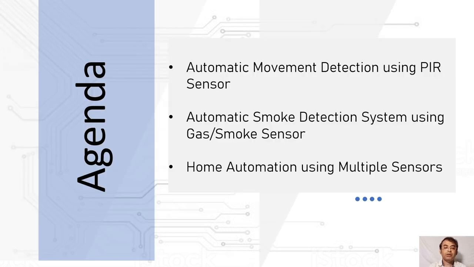Agenda of this session: first I will start with automatic movement detection using a PIR sensor, then I will come to automatic smoke detection using a gas or smoke sensor. In real life it is an MQ2 sensor or MQ series sensor. Then I'll come to home automation using multiple sensors like a smoke sensor, PIR sensor, LDR, ultrasound sensor, etc.